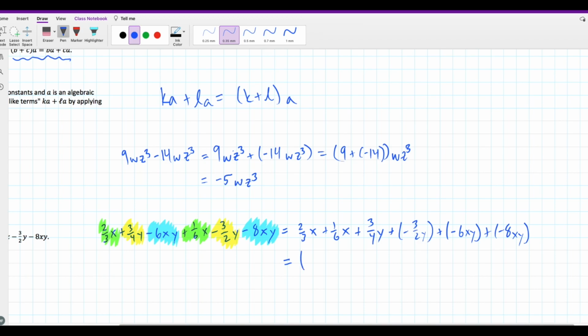Okay, I have 2/3 that I'm going to have to add to 1/6. So in this case, this is where we have the situation where K is 2/3, L is 1/6. Okay, K and L. And then we do the same thing here. We have 3/4 as our first coefficient, and then negative 3/2 is our second coefficient. And so the sum of those is then multiplied by y this time. And then finally we have a negative 6 and a negative 8 times xy.